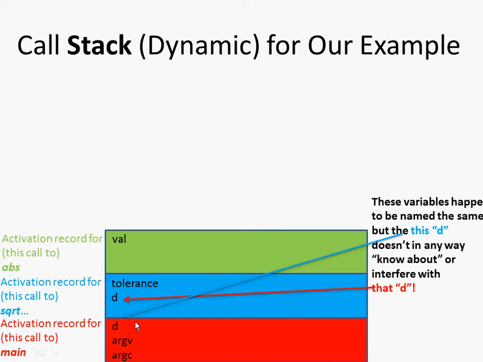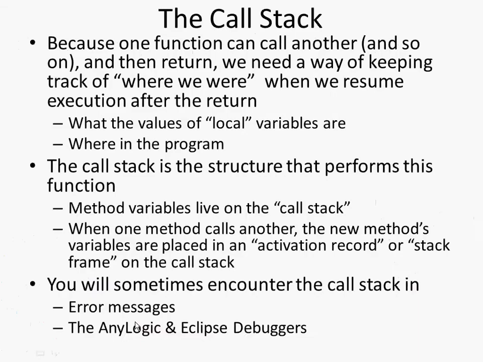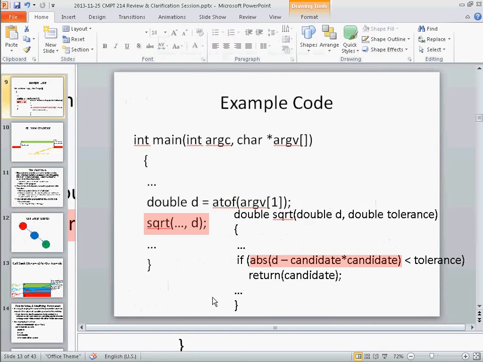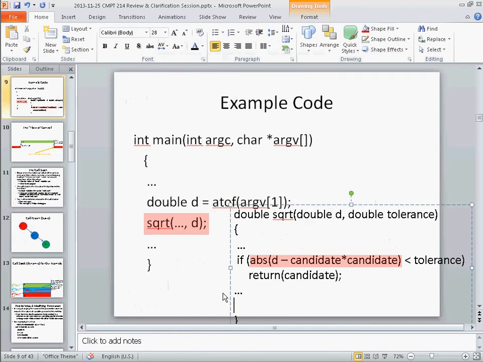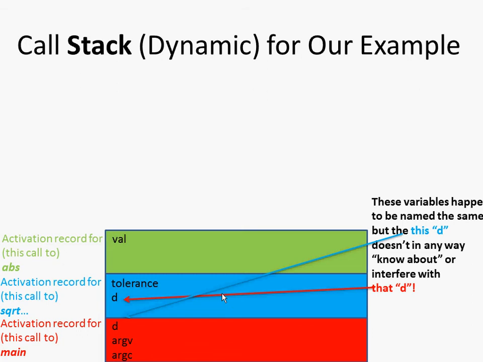Now, within this stack, suppose we had a situation where, and I'll illustrate it with this, suppose we had a situation where we assigned here to a value. So if we assigned tolerance to be equal to 0.0, what is that assigning here? What is that changing? Suppose we did that. Suppose we assigned within square root tolerance to be 0 at the end of that function. What would it be changing?